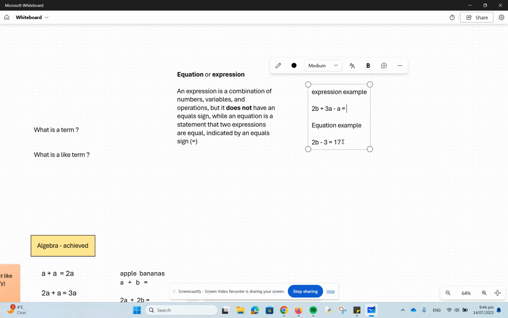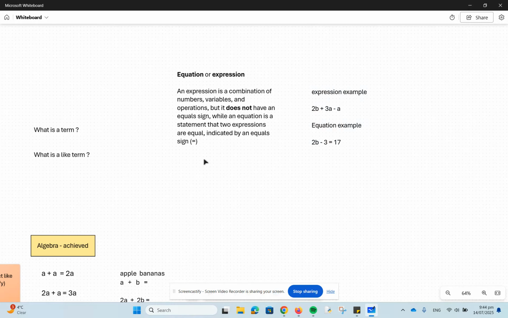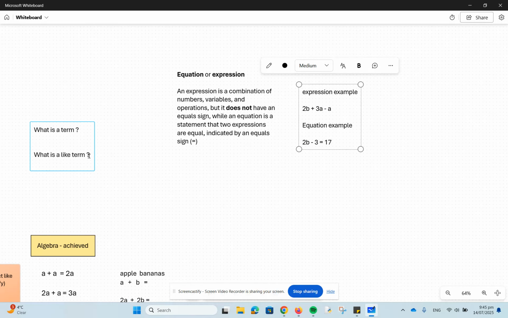So it won't look like that. Okay, it might look like this. But usually, sometimes they don't even have an equal sign. Okay, anyway, that's an expression. So what is a term? It is any numbers or letters that are together, separated by operators. So what is a like term? Now, this is very important. We've got 2b here, and we've got 3a here, and we've got a here. So they're all terms, but what are like terms?